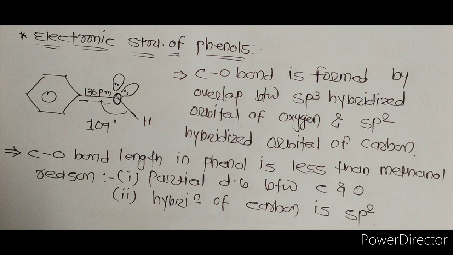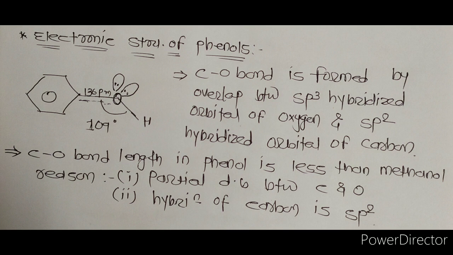After the formation of the bond between C and O, oxygen forms one more sigma bond by using its sp3 hybridized orbital that overlaps with the 1s orbital of hydrogen. Still, oxygen possesses two lone pairs of electrons. Here, the CO bond length is less in phenol as compared to methanol.